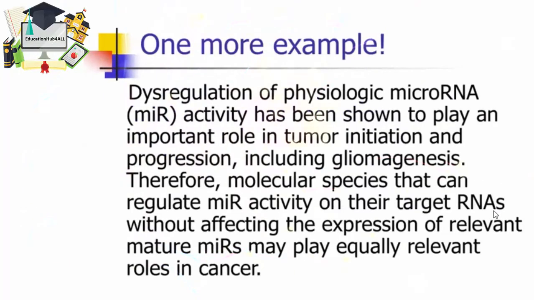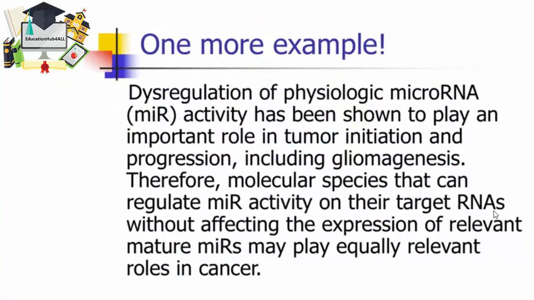Here's an example that I pulled out of Cell, which is a top biology journal with a high impact factor, something around 30. Again, this example is typical of the scientific literature. It reads, "Dysregulation of physiologic microRNA MIR activity has been shown to play an important role in tumor initiation and progression, including gliomagenesis. Therefore, molecular species that can regulate MIR activity on their target RNAs without affecting the expression of relevant mature MIRs may play equally relevant roles in cancer."